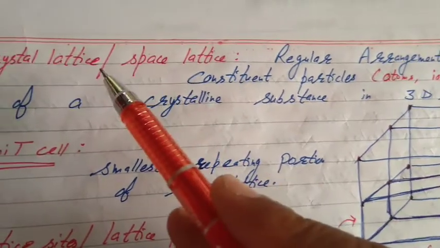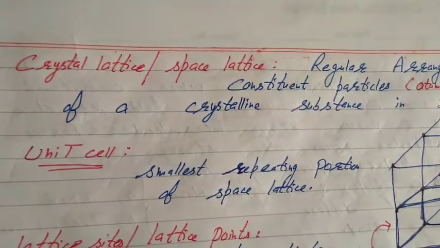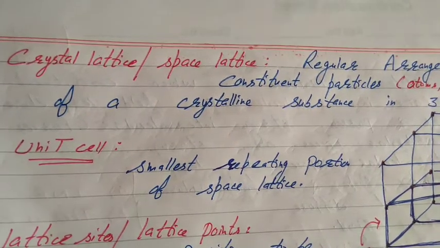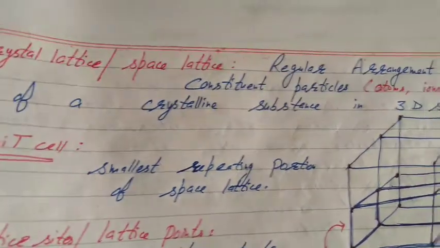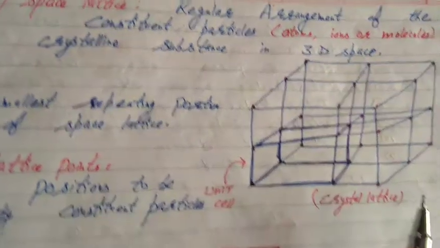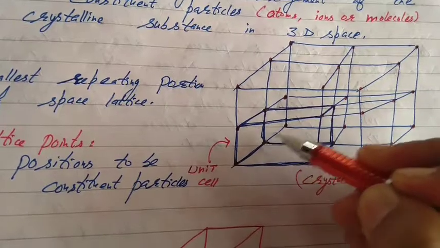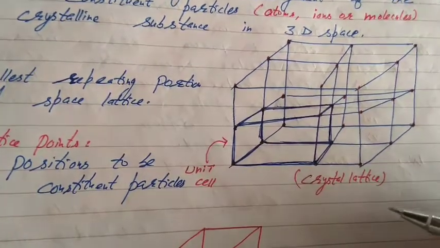Space lattice is also called crystal lattice. Crystal lattice, that is a regular arrangement of the constituent particles of a crystalline substance in 3-dimensional space. Please, that's your space lattice. Arrangement of the particles in 3-dimensional space, we call it space lattice.